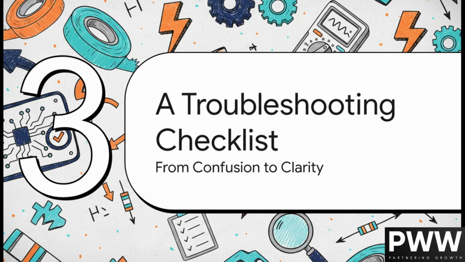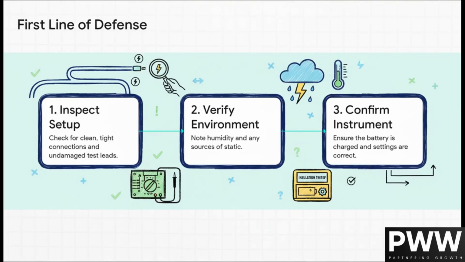To keep yourself from just randomly guessing and hoping for the best, you need a system. A simple, repeatable checklist you can run through every single time you get a reading that makes you scratch your head. This is how you go from confused to clear. And here it is, your first line of defense.